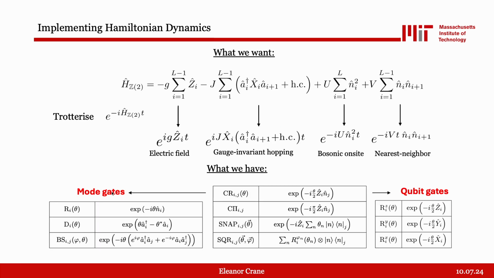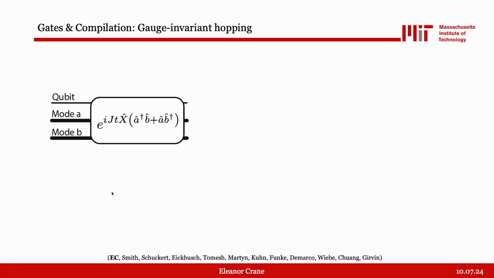So what do we want? We want to implement, for example, the Trotterized Hamiltonian. So we want to implement these sorts of gates. And do we have these gates as native gates? No. What we do have is access to this instruction set architecture. So let's go through some of these terms. Firstly, this electric field term, super simple. It's just a Z rotation on a qubit.